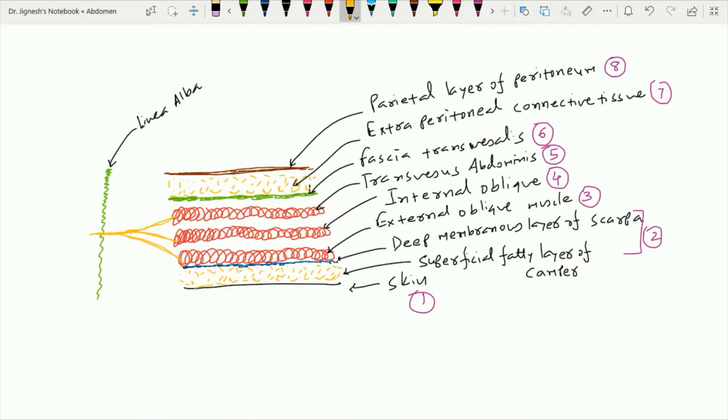So this is all about the layers of the anterior abdominal wall. Now let's see the description of all the different layers in a little bit more detail.